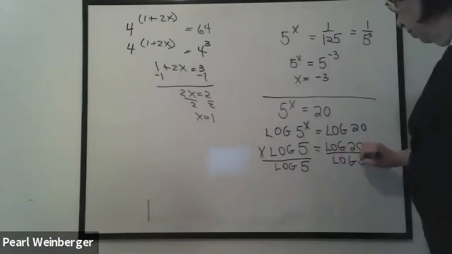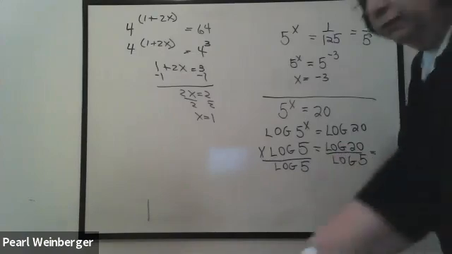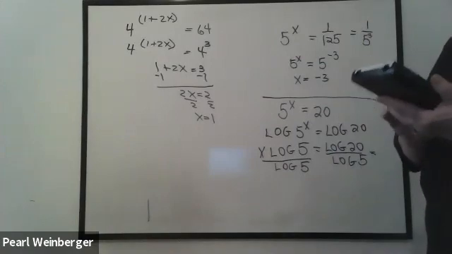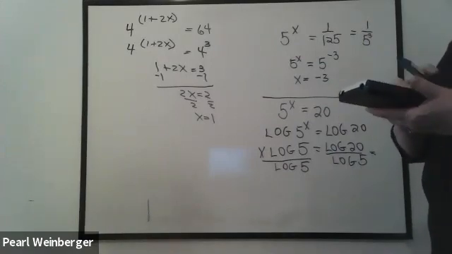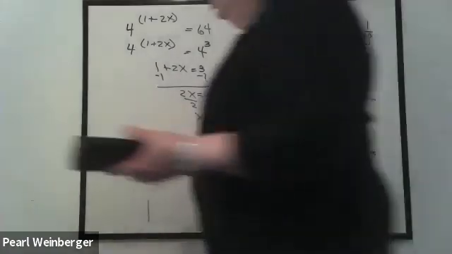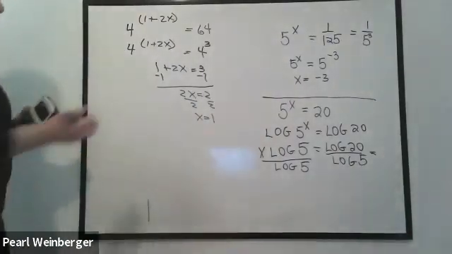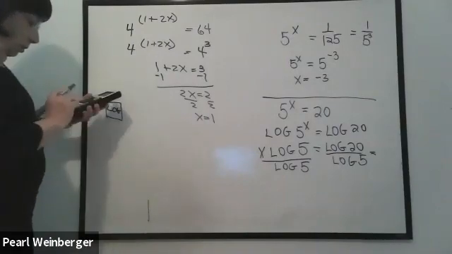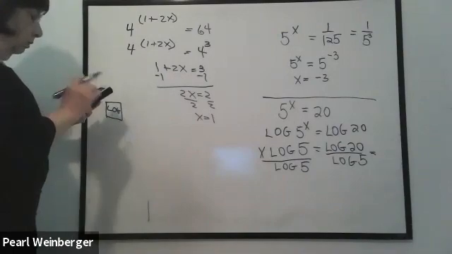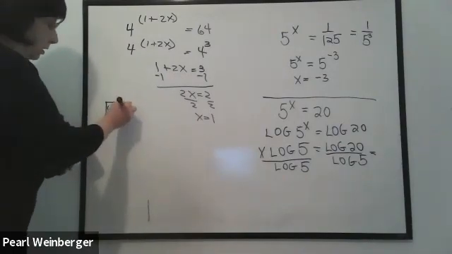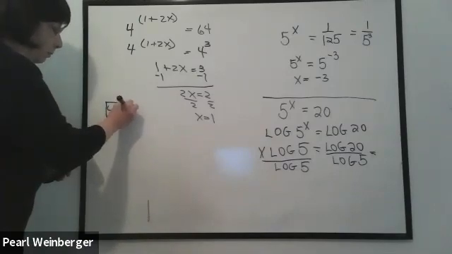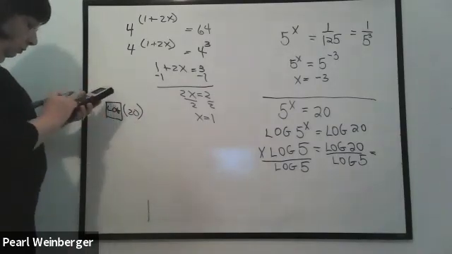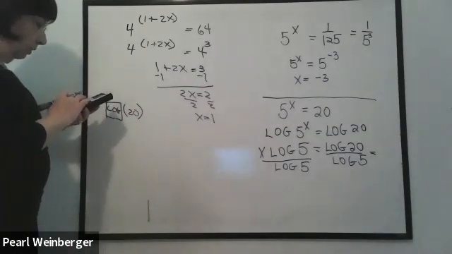And here's where I'm going to have to go to my calculator, because I can't do this. I don't know what the log of 20 is. I don't know what the log of 5 is. But in my calculator, I press my log button. Let me give you the instructions. Press your log button, put in the number 20. It'll open up a parenthesis, and you put in the 20 and close the parentheses.